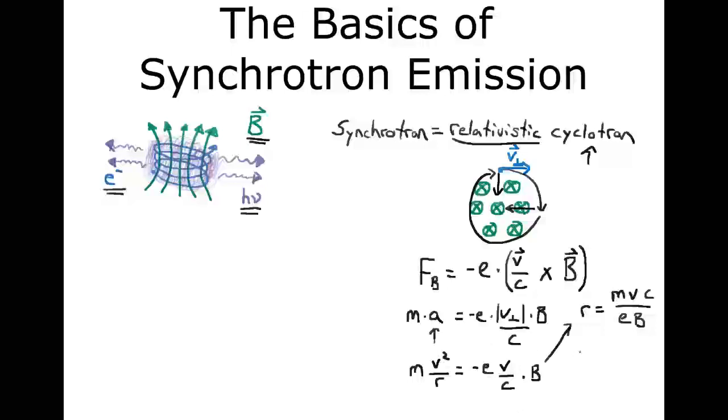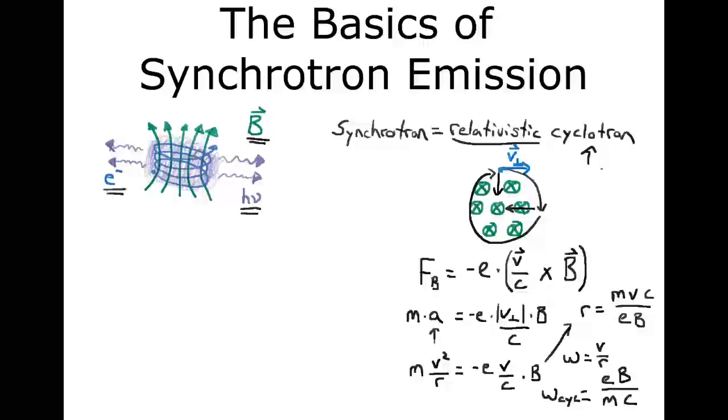Then we can ask, how long does it take the electron to go around a circle of this orbit, which we can relate to an angular frequency, omega, which is equal to v over r. When I compute this, you'll see that the v's actually cancel out, and I'm left with the angular frequency being the charge of the electron times the magnitude of the magnetic field over the mass of the electron times the speed of light. And this is the characteristic frequency of cyclotron emission.